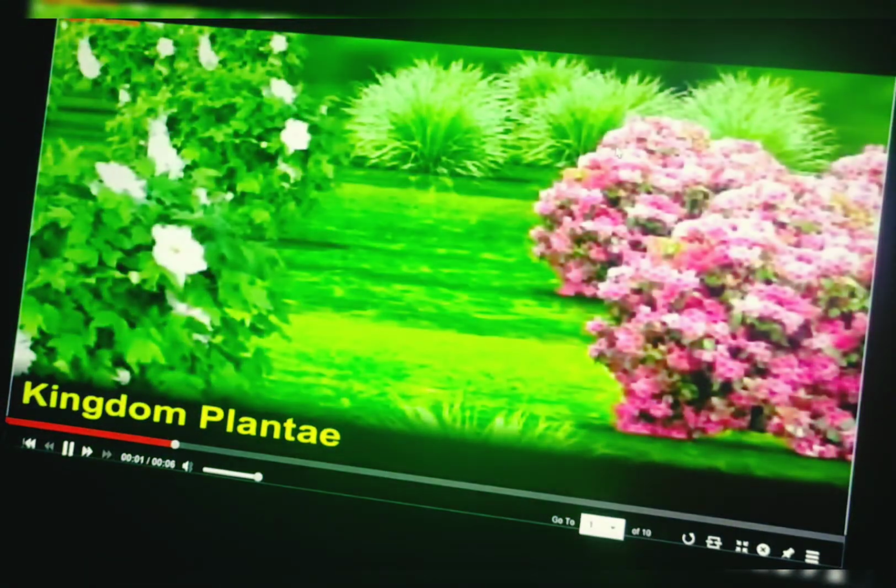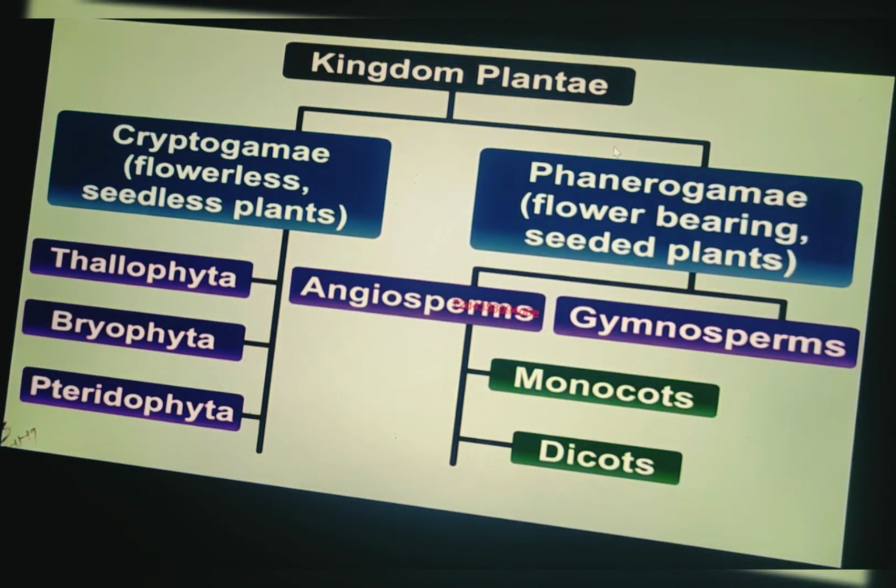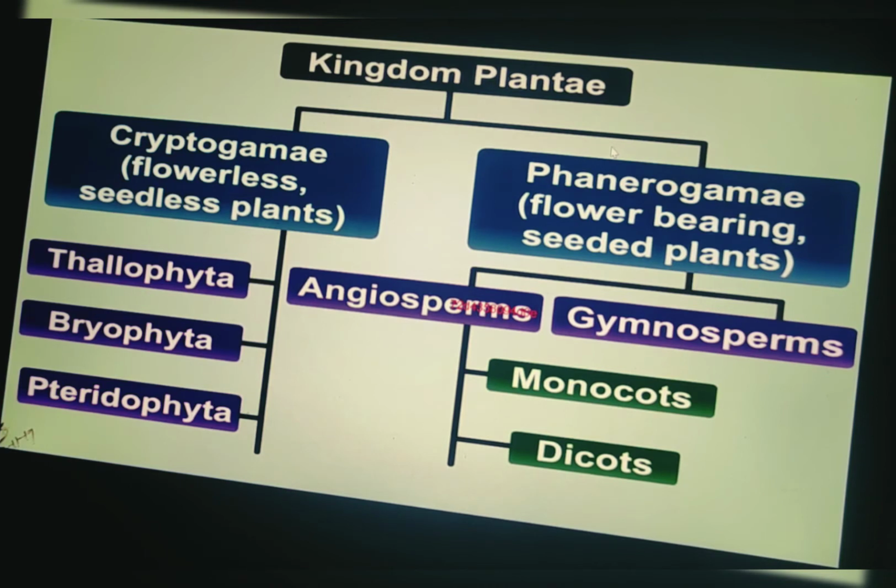Kingdom Plantae. In this module, you will learn about Kingdom Plantae. Kingdom Plantae is a category of living organisms that contain all stationary, green-colored, photosynthetic organisms commonly called plants. It has two broad divisions, cryptogamy and phanerogamy. Cryptogamy comprises colorless and seedless plants, and phanerogamy comprises plants that bear flowers and seeds.